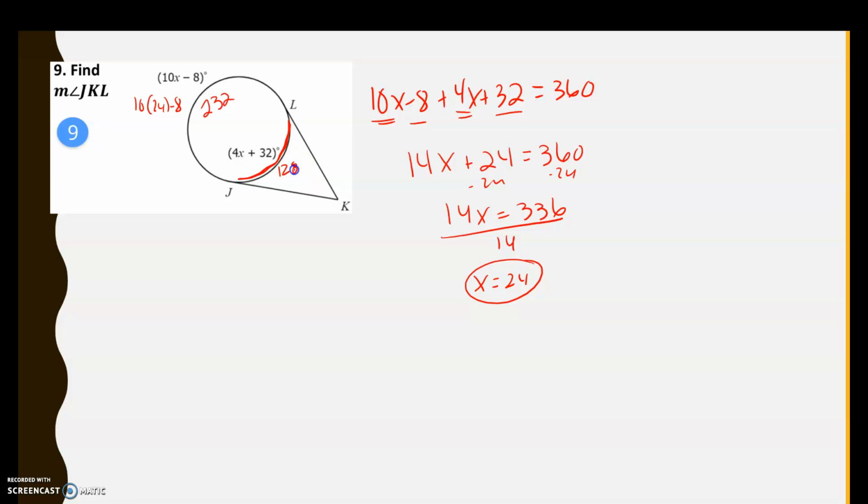So now that I have both parts of my arc, I can do my measure of angle JKL, so this outside angle here is going to be equal to 1/2 of my big arc, 232, minus my little arc of 128. So I'm going to take 1/2 of 104, which is going to give me 52.